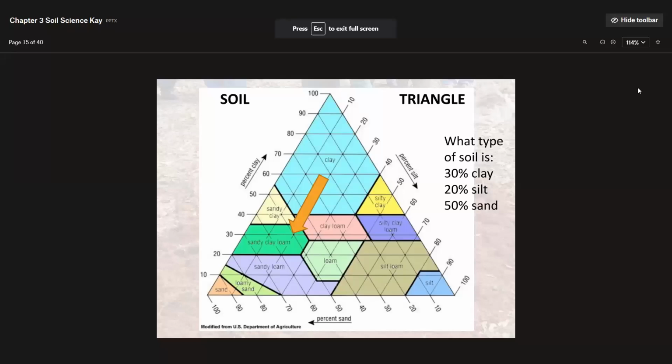Sorry about that. Go down and look at 50% sand. So at the bottom of the chart, find your 50%. And where all three meet, where that arrow just happens to be pointing, tells you that that mixture is a sandy clay loam. Okay. That's how the soil triangle works. Everybody got that? All right, good. Let's move on.